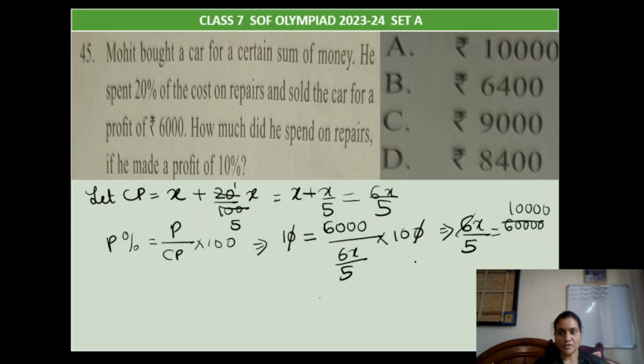So 10,000 remains. Therefore, the total cost price is how much? x by 5 equal to 10,000. So x is equal to rupees 50,000. That is the total cost price.